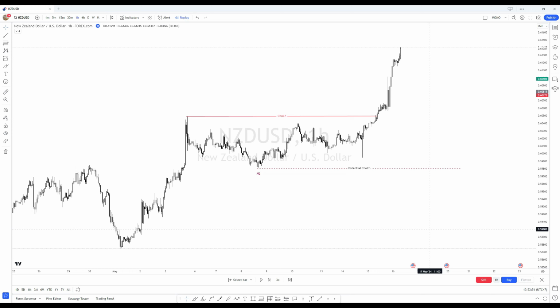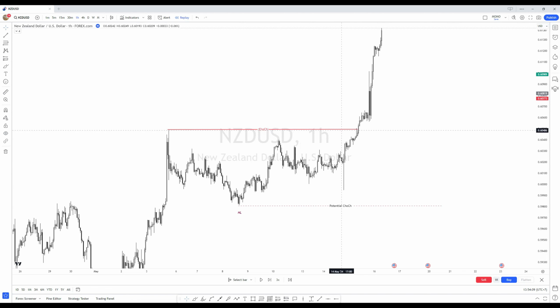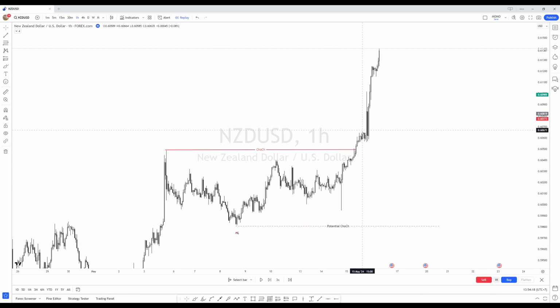Today I have got a game changer for you, mastering ABCD counter trend trading. Here I have a New Zealand USD 1 hour time frame. I have a change of character confirmed. We have a higher low here and the market is pushing up.